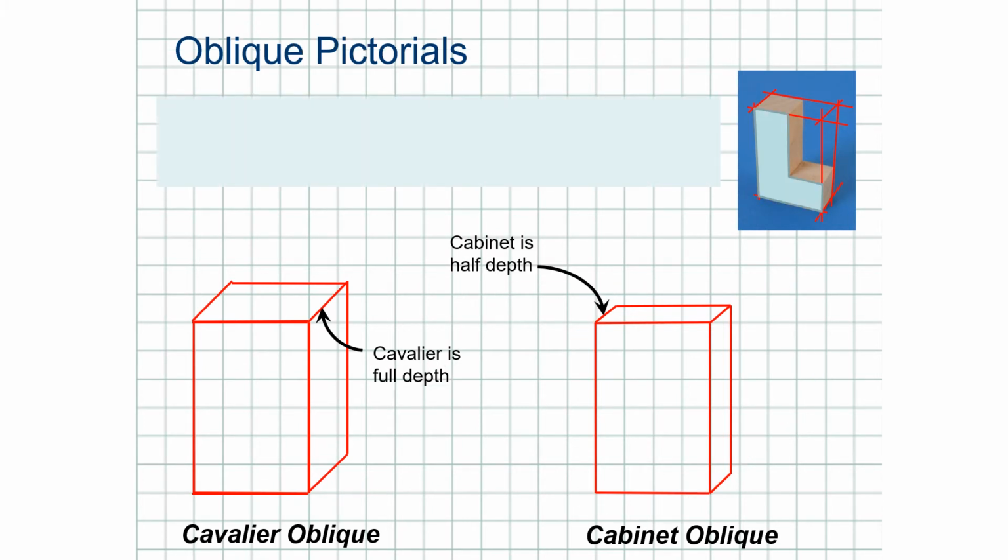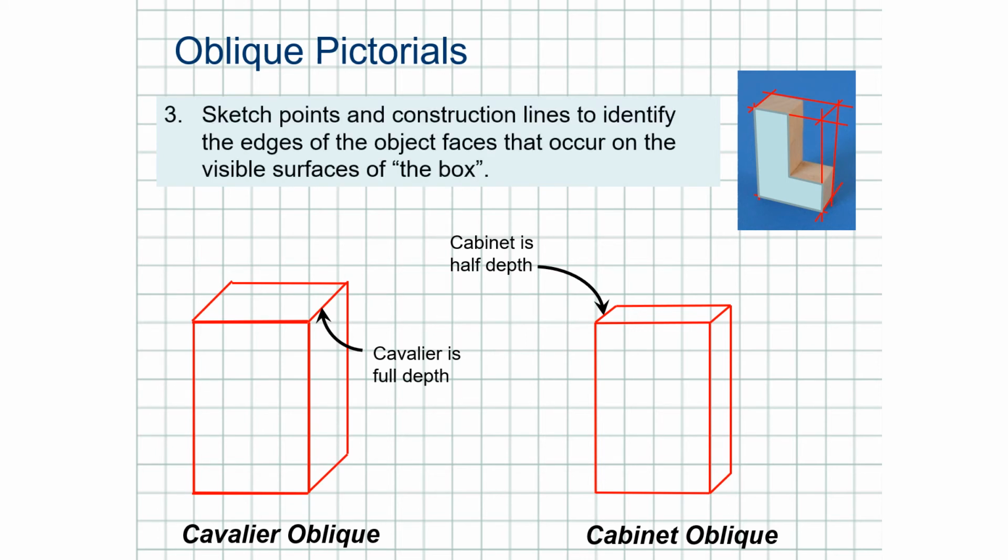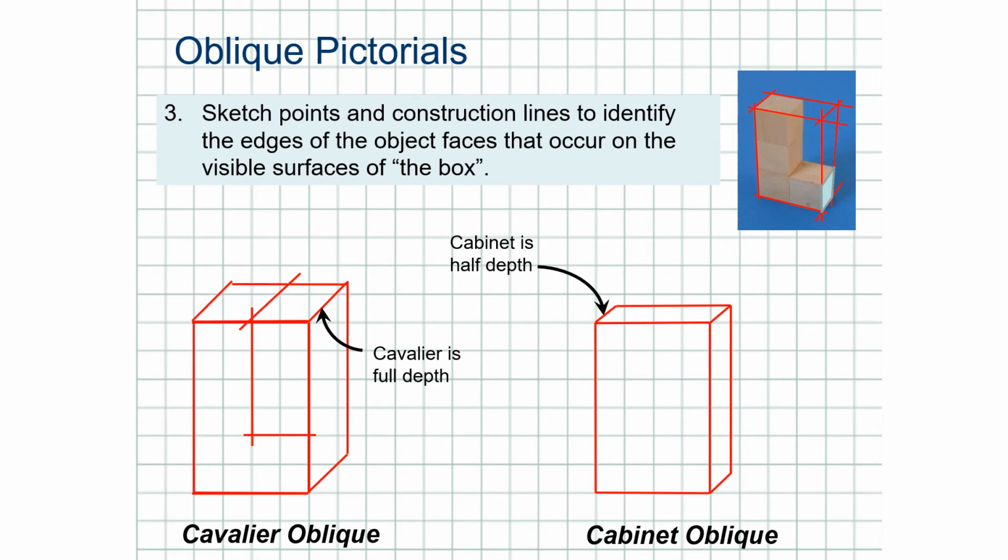I think so. All right, so the next step is, once you have your glass box, you draw where the object touches the box. So starting with the front, it says sketch points and construction lines to identify the edges of the box faces that occur on the visible surfaces of the box. So they're going to draw that L shape, just like that. They're going to do the same for the cabinet. Oh no, they're going to go deep now. And then on this face, over here.